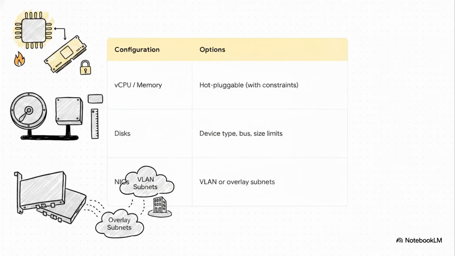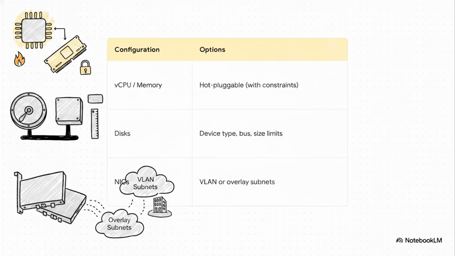Let's look at a couple of concrete configuration examples you're going to see in both of those windows. First up, vCPU and memory. These are your compute resources, and they're hot pluggable on AHV, but with some very strict constraints that we'll break down in just a second. Next, disks. When you're attaching a vDisk, you define the device type, the bus, and the size. And if you're building blueprints in self-service, you can even define minimum and maximum size values.